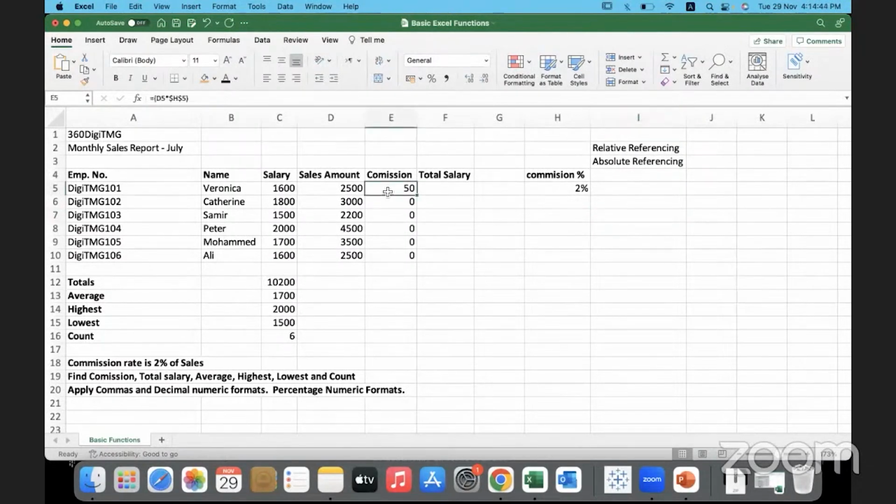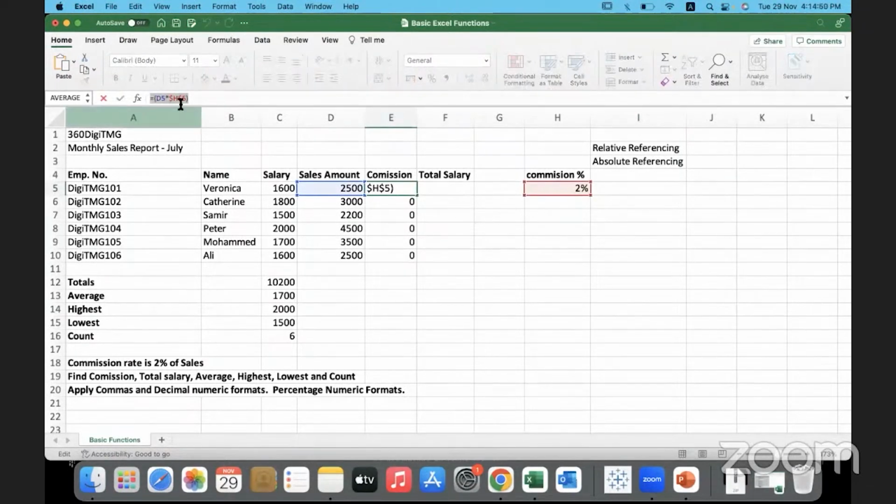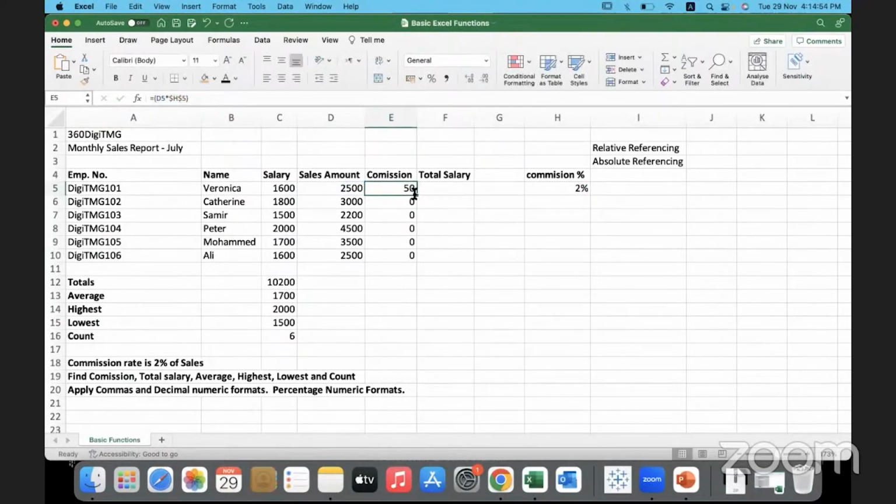Now let's see how absolute is going to work. As you can notice, we have locked the commission rate by using $H$5. Now, if I copy down that formula by double clicking on this handle, you can see the formula corresponding to it: D6 multiplied by commission rate H5.